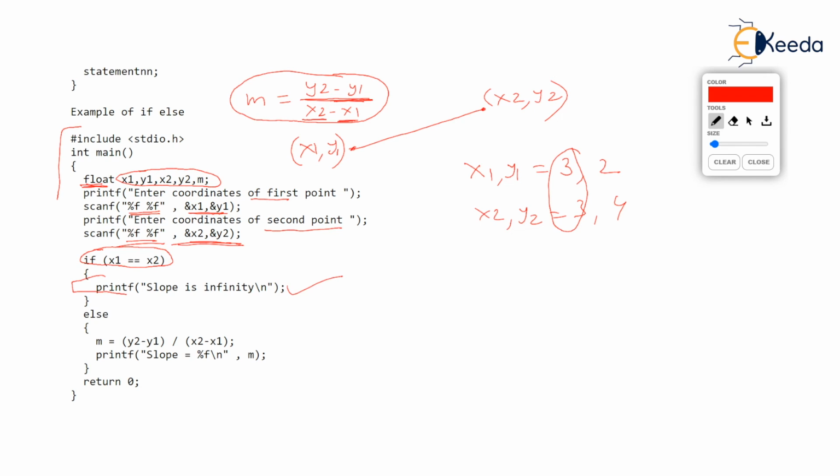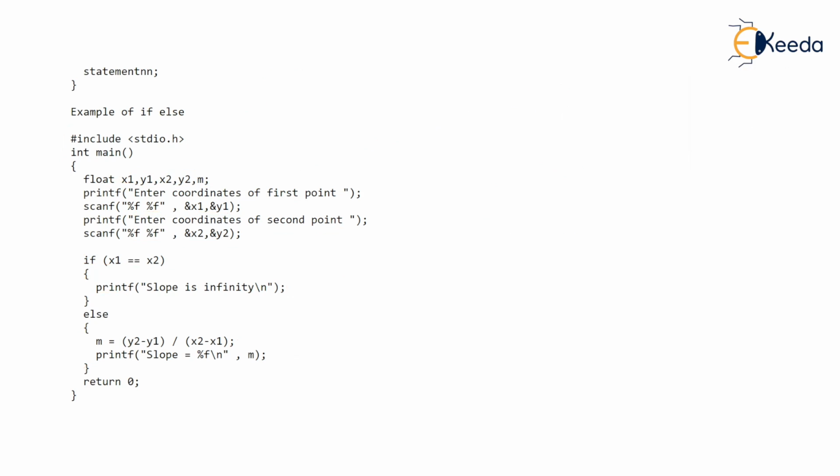But if x1 equal to x2 is false, maybe x1 y1 is 3 2 and x2 y2 is 4 4, then the slope exists. So we will land in the else here. This else portion, as I am marking, will run if the if is false, and will calculate the slope and print it. So a very simple example of if-else was seen here.